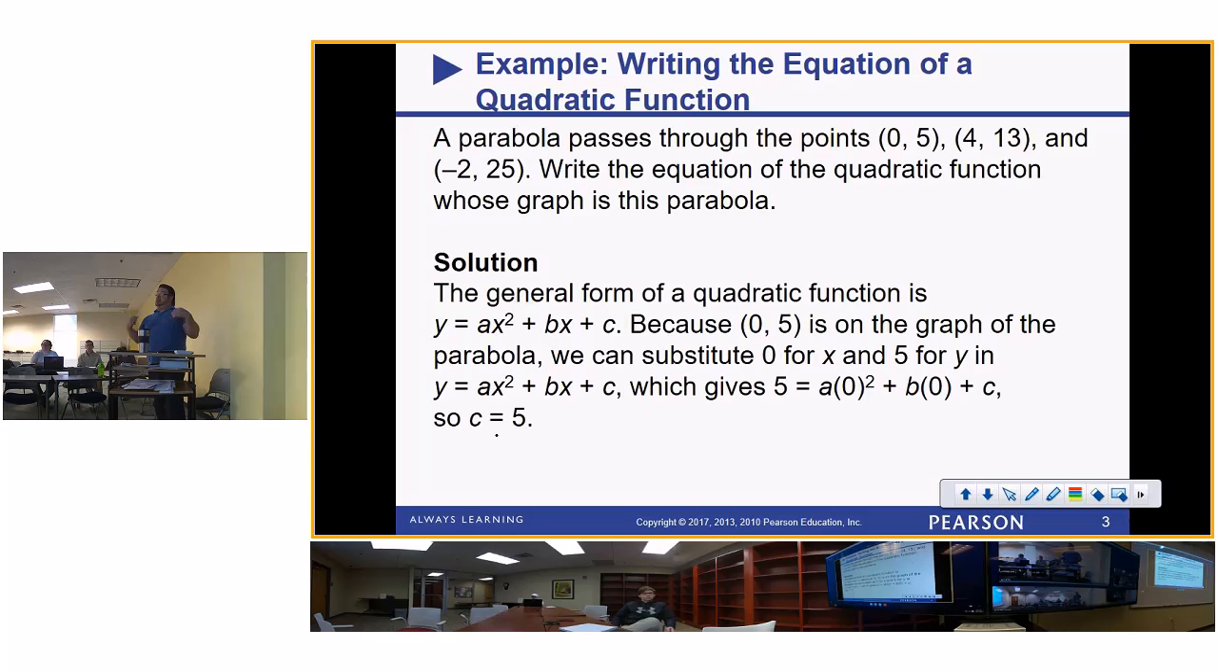Now, why did I pick 0, 5? It makes life a whole lot easier. And will they give you the y-intercept? Yes. On this problem, they have to, because technically it's going to be impossible to do without the y-intercept. So then what do you do next? More plugging and chugging.